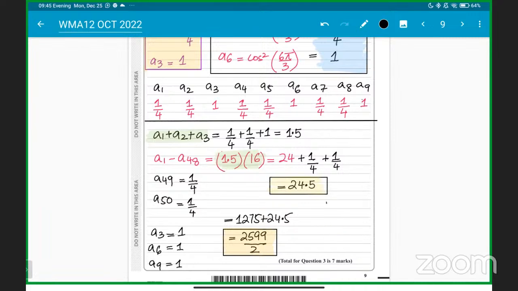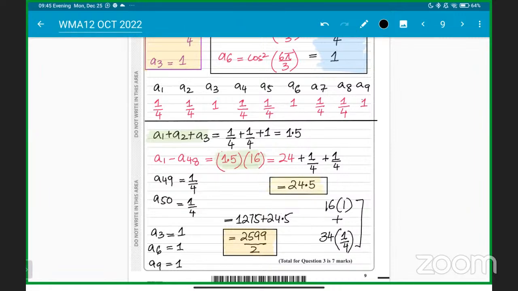Out of 50 terms, follow carefully, 16 terms will have 1. I'll repeat myself: out of 50 terms, 16 terms will have 1, so 16 times 1. So how many terms are left? 50 minus 16 is 34 terms left. In the 34 terms, 1/4 will come. So add these two together and you get exactly 24.5.